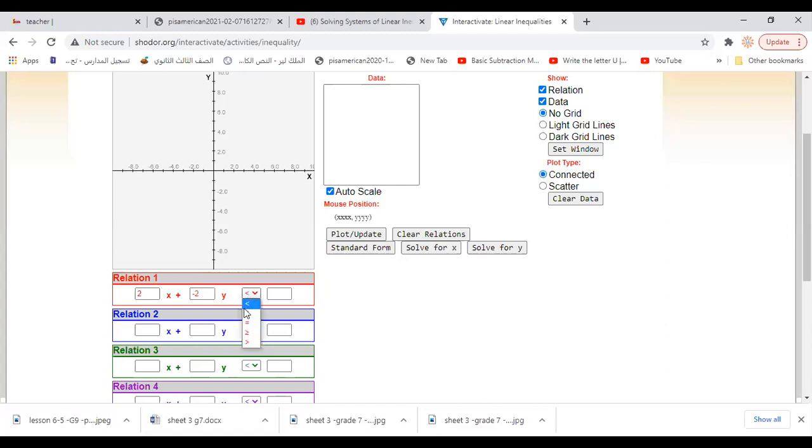And then you will choose, do you want less than, more than, or what? Less than or equal, okay. And give me your y-intercept. 4, okay? So here it is. The first inequality, which Noor gave us: 2x minus 2y less than or equal to 4. So we want to plot this one. Do you see where we can plot it? Here it is.